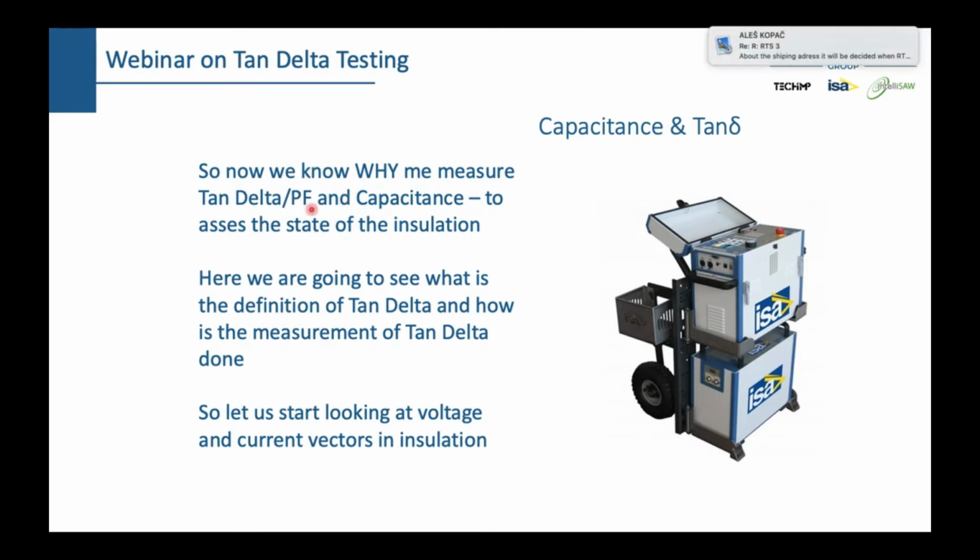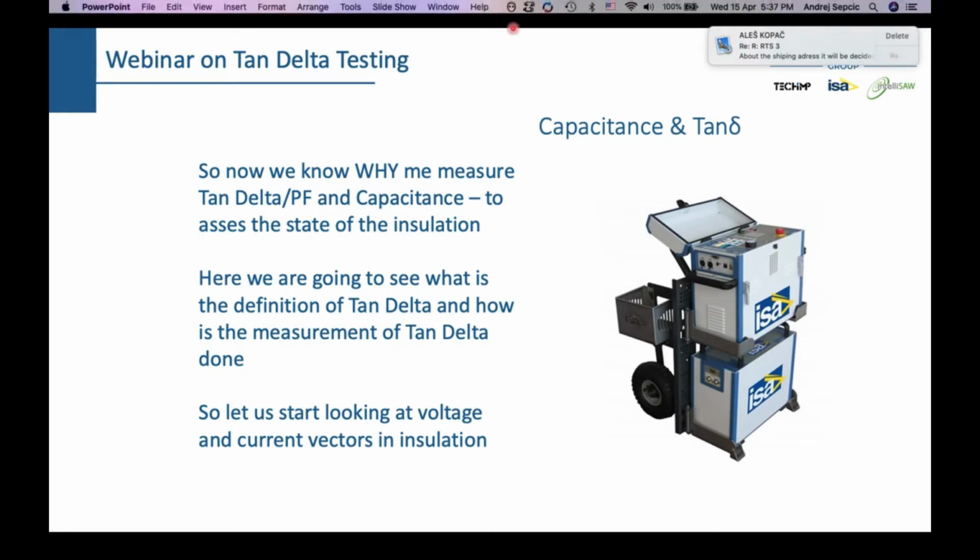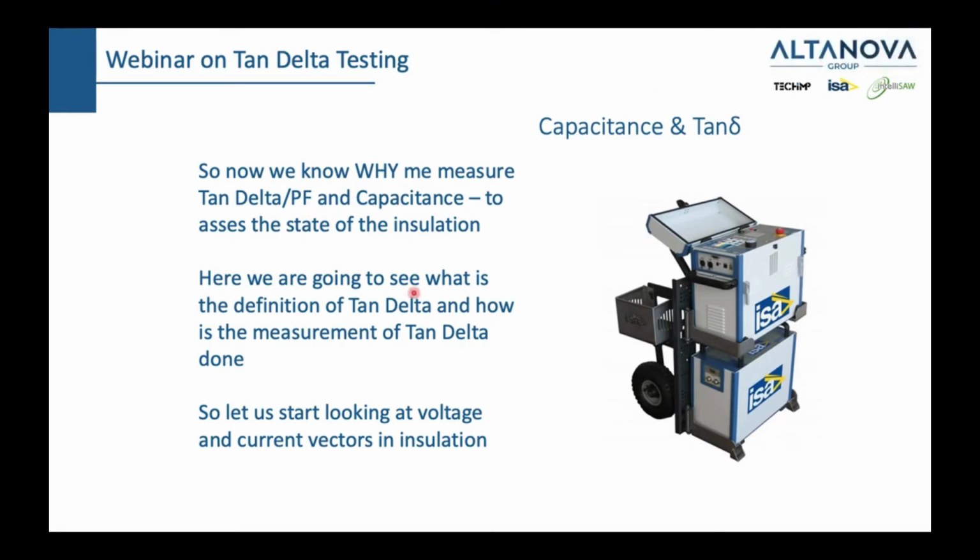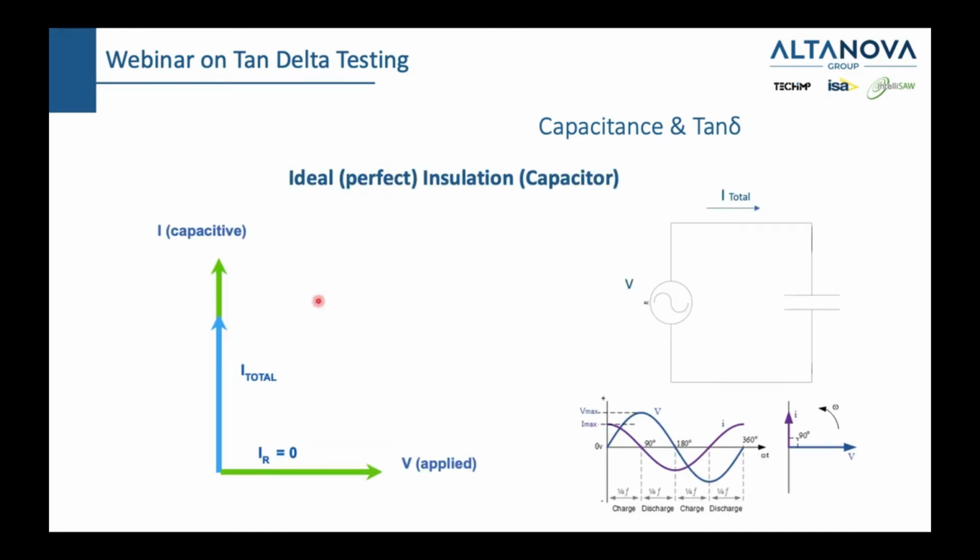I will explain later exactly what it means, but let me say that we will also talk about some other names for tan delta. You will see that another name for tan delta is dissipation factor, while the concept of power factor is being used in some other countries, for example, USA, etc. So let us start now looking at the voltage and current vectors in an insulation.